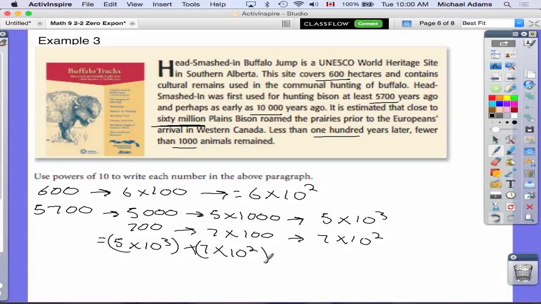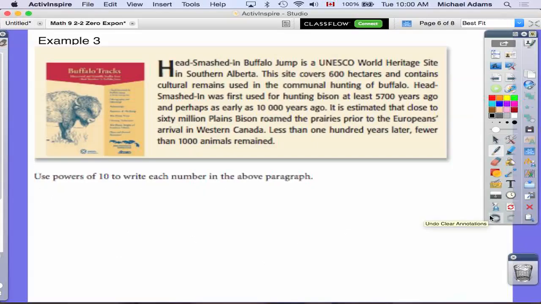Okay, alright, anyways, do you guys have this copy now? Alright, can I erase this? Yeah? Okay. I'm going to erase it because I need room.